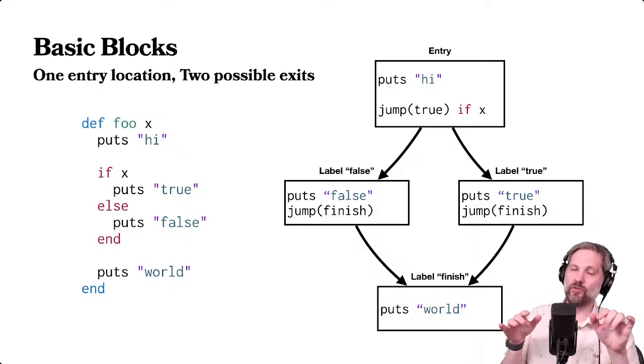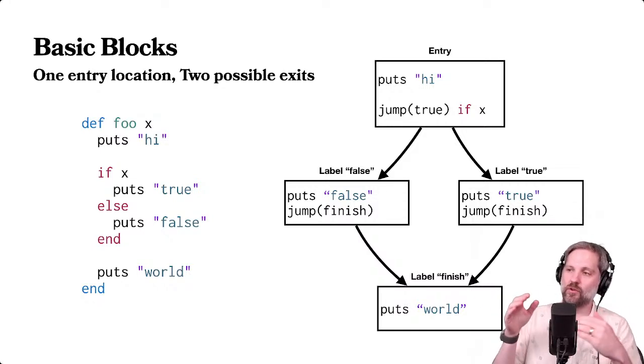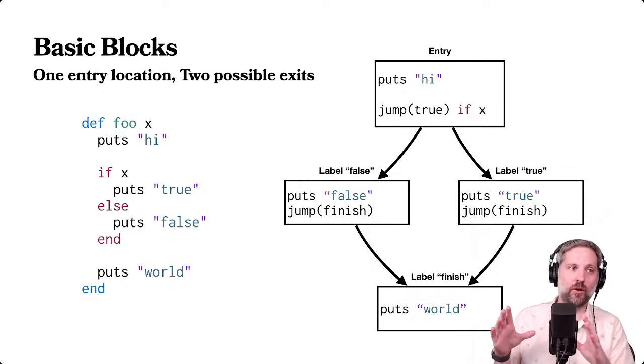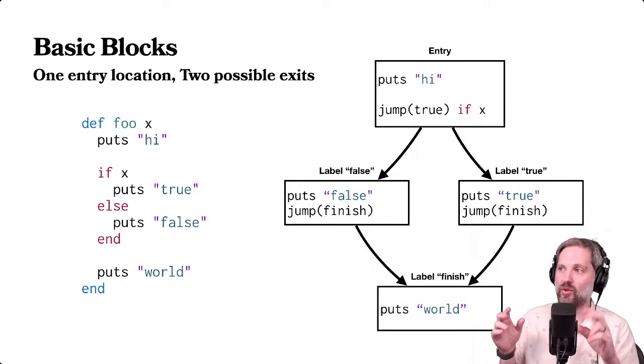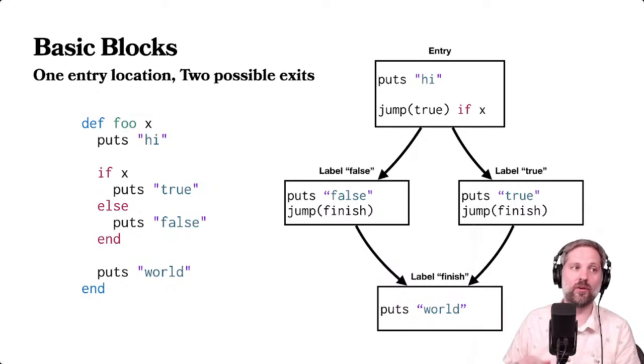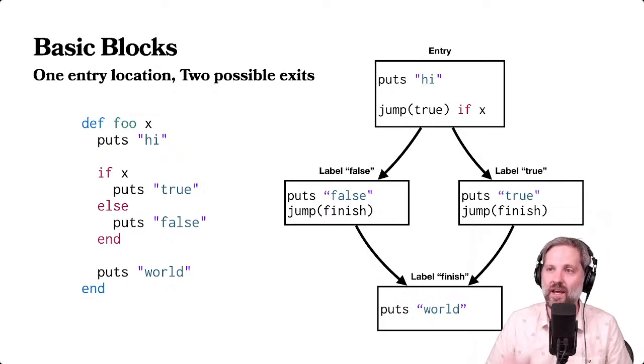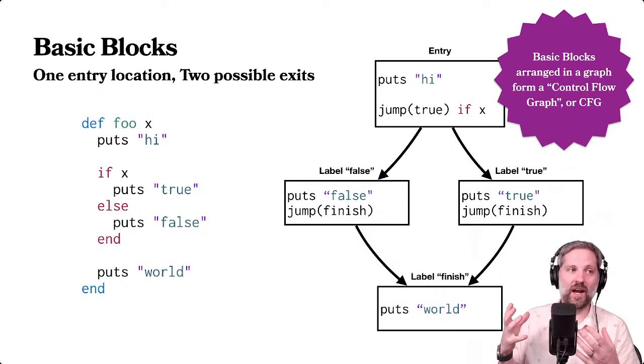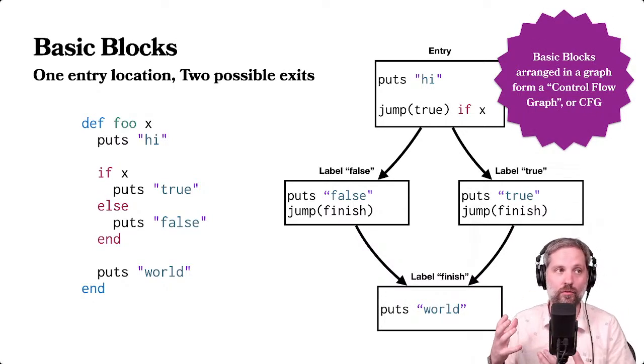Then at the bottom of those two, whether we go to the false path or the true path, just for simplicity's sake we've written an unconditional jump at the bottom of those to jump to the final block. So this is how we split our code up into what are called basic blocks. Each of these is a basic block. They only have one entry, and then they have up to two exits, so they have one or two exits. And when these basic blocks are arranged into a graph like this, we call that a control flow graph.